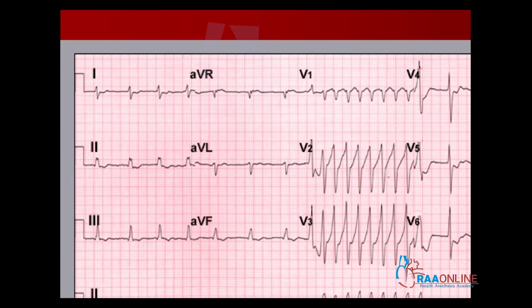So tachycardia is the run of premature beats without intervening sinus beat. So this is called tachycardia. Depending upon where they arise from, this can be divided into sinus tachycardia, atrial tachycardia, junctional tachycardia, or ventricular tachycardia.